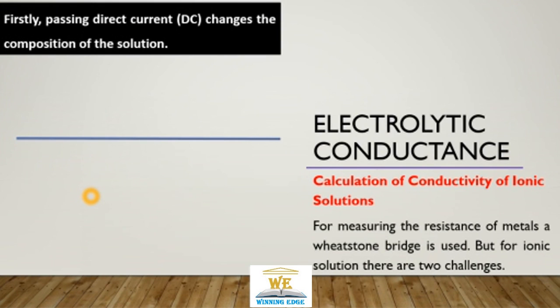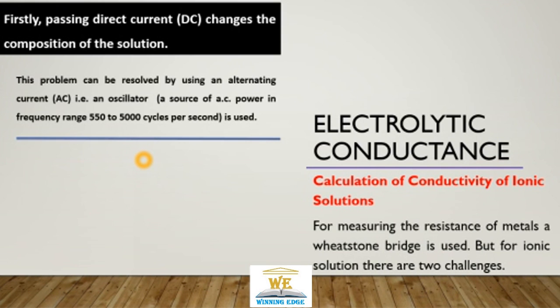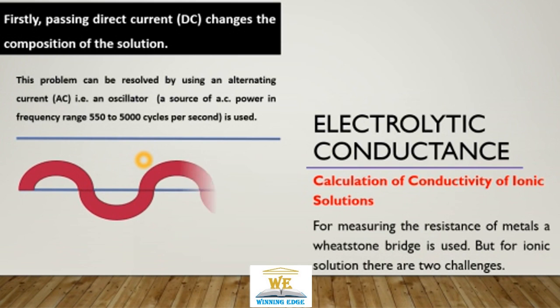The first challenge is, in the Wheatstone bridge we pass a DC current, and DC current changes the composition of a solution. That's the problem. Passing a DC current through a solution can change its composition, so we will not get an accurate answer of conductivity. We can avoid this by passing an alternating current. So the first problem can be sorted out using AC.